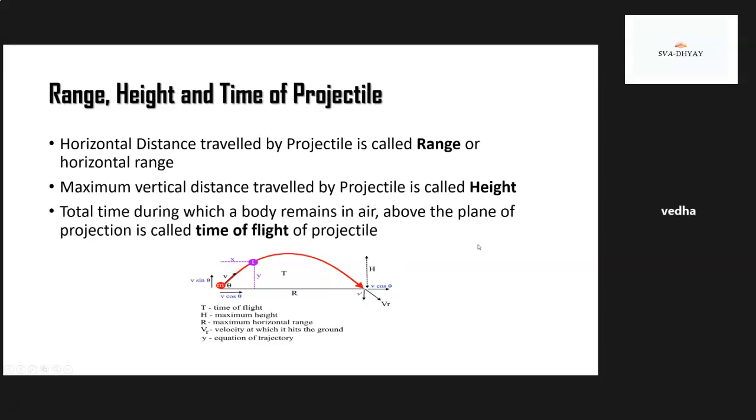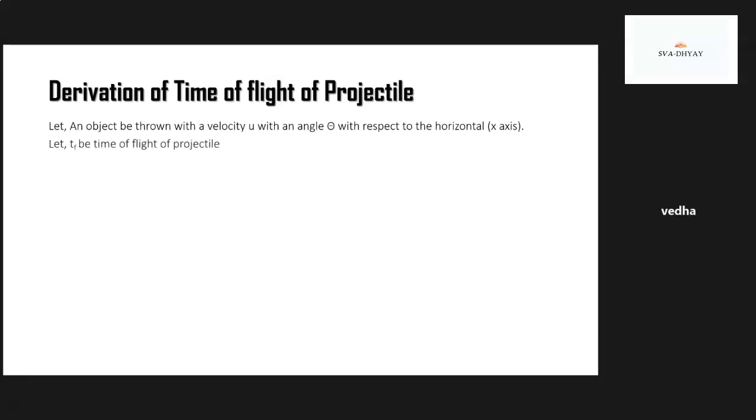Total time during which a body remains in air above the plane of projection is called time of flight of projectile. Now we will derive the time of flight of projectile. Let an object be thrown with velocity u with an angle theta with respect to horizontal or x-axis. Let Tf be time of flight of projectile.